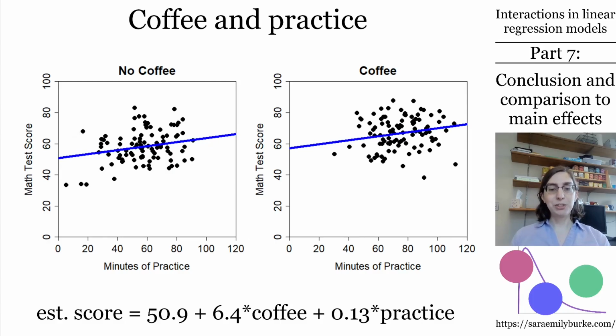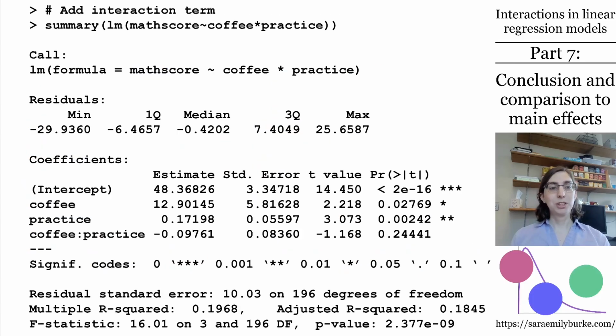What if I want to see if the relationship between practice and test scores differs depending on whether the student had coffee? Of course, I would add an interaction to the model. Here it is with the interaction term. Notice that the interaction is not statistically significant, but not 0 either. The slope for coffee, 12.90, represents the estimated difference between no coffee drinkers and coffee drinkers for those who did not practice at the reference point for practice. And the slope for practice, 0.17, represents the linear relationship between practice and test scores among the group that did not drink coffee.